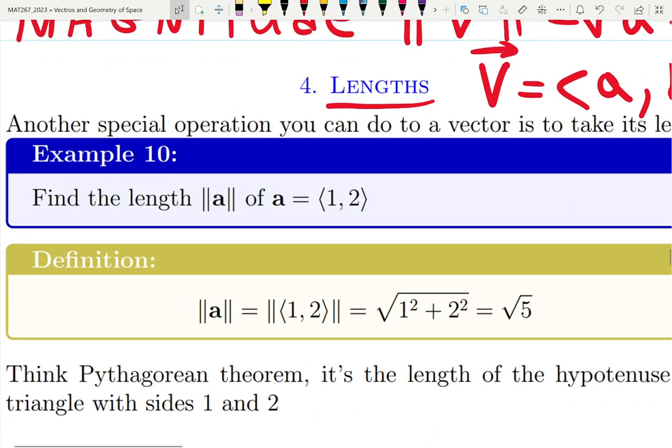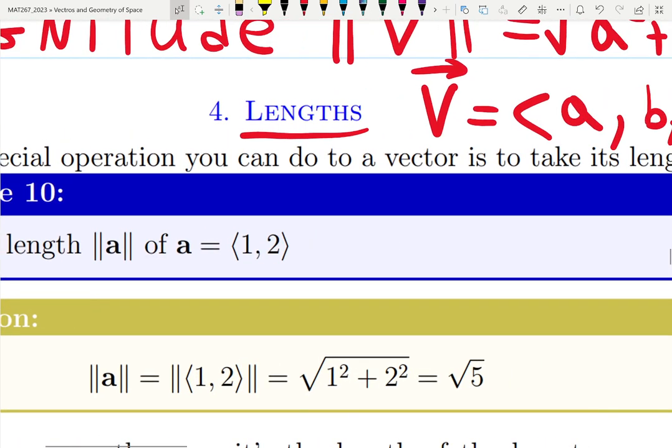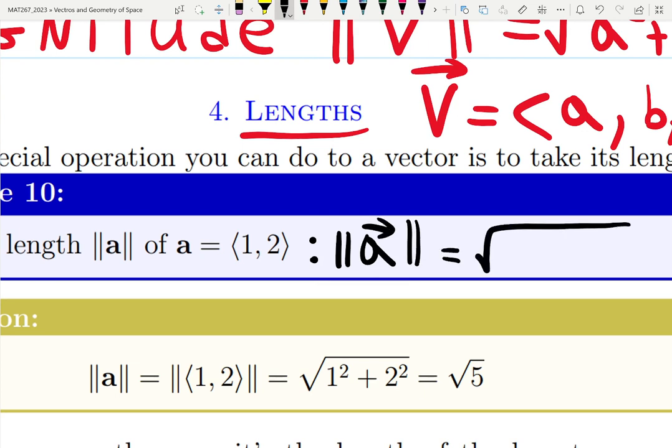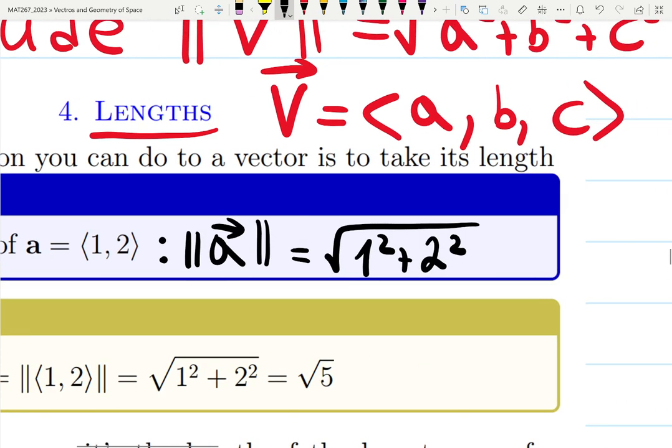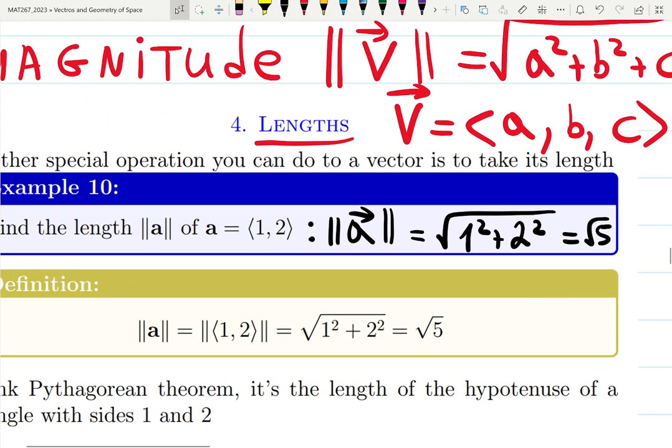So very simple. The beginning of this idea is super simple. Let's find the magnitude, the length of A, if A is 1 and 2. Well, guess what? The magnitude will be the square root of 1 squared plus 2 squared. That is the square root of 5. So this homework will be very fast at the beginning because they will ask you to find this a couple of times.